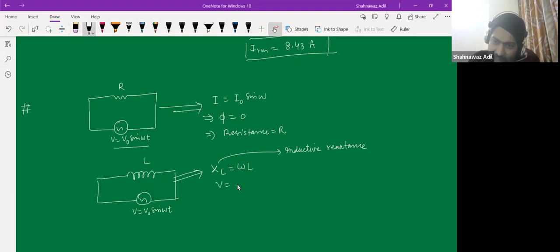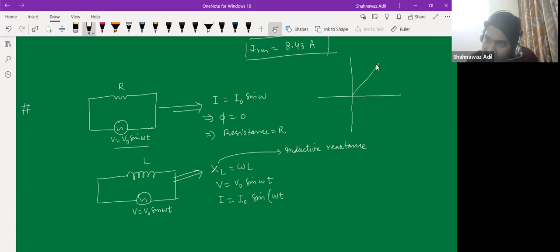So V is V naught sine omega t. What is I? That is I naught sine omega t plus pi by 2 or minus pi by 2? What is happening? Is it plus pi by 2 or minus pi by 2? Whenever you have difficulty remembering, always go to this diagram.